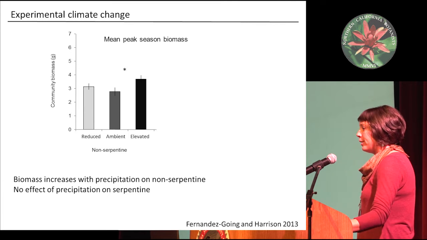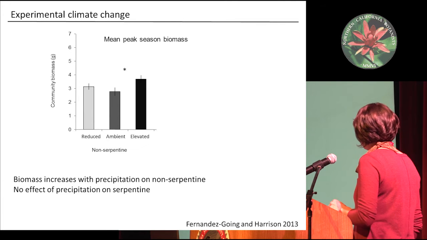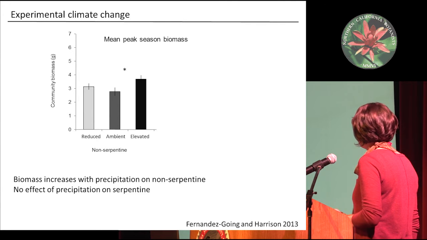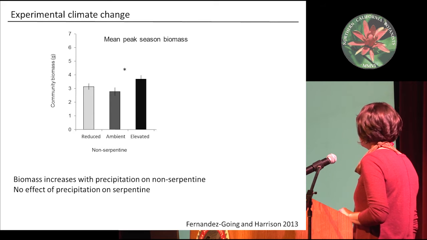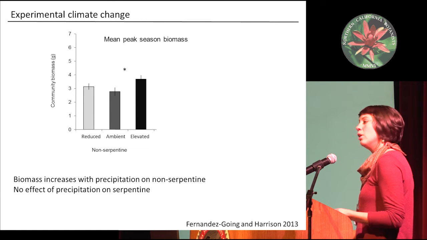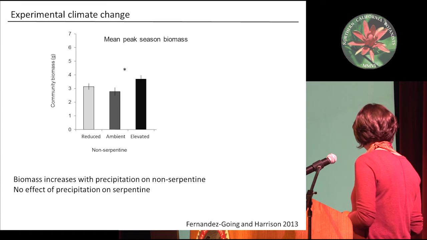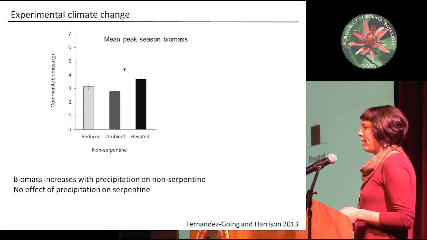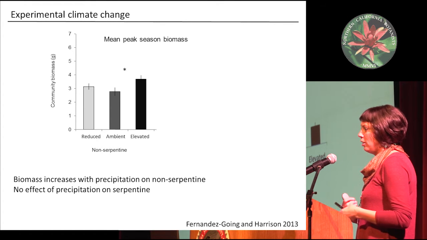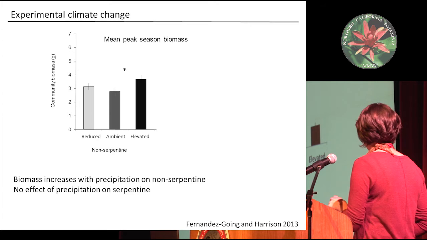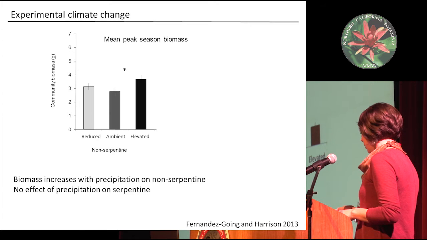So after 3 years of this, I found that increasing rainfall on non-serpentine soil led to an increase in community biomass. Not really that surprising. But there was no effect of altered precipitation on serpentine at all. It's like a flat line over there.